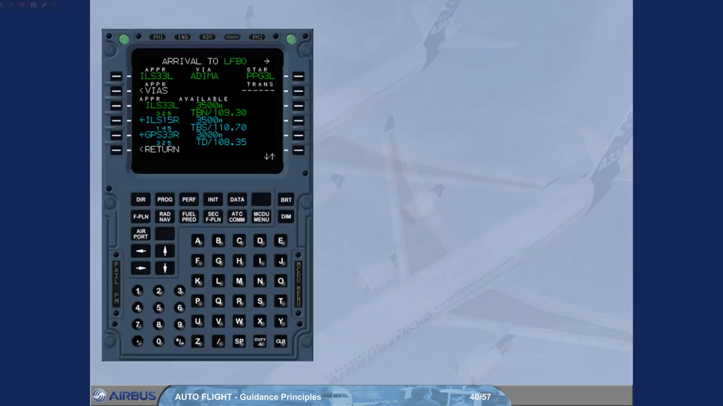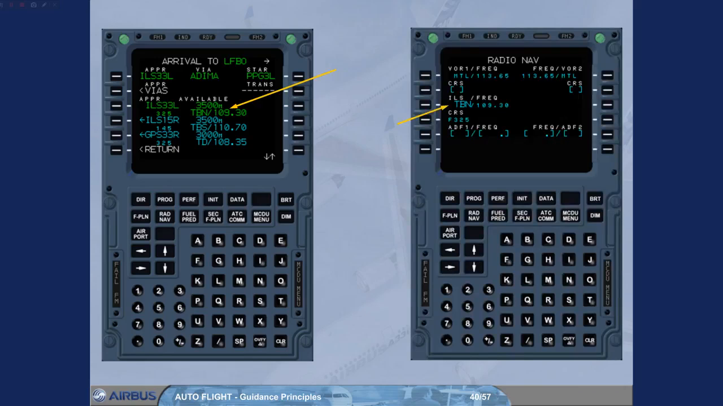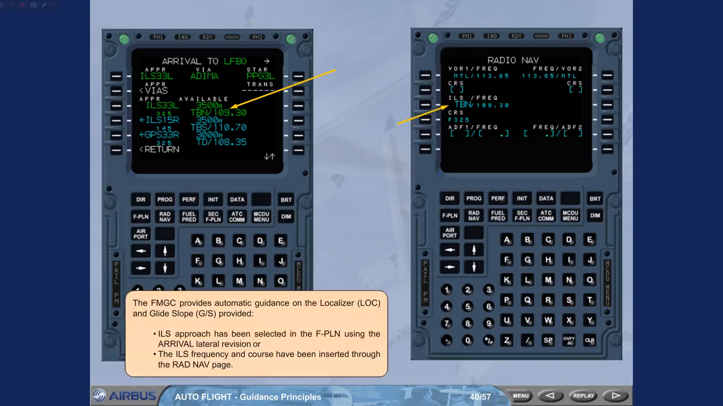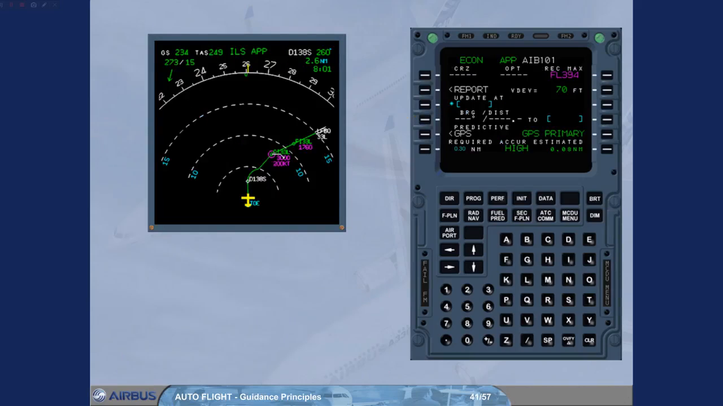The FMGC provides automatic guidance on the localizer, LOC, and glide slope, GS, provided ILS approach has been selected in the flight plan using the arrival lateral revision, or the ILS frequency and course have been inserted through the radio navigation page. The localizer can be intercepted in heading or in navigation mode. If the interception is completed in navigation mode, accuracy must be checked high, unless GPS is primary.